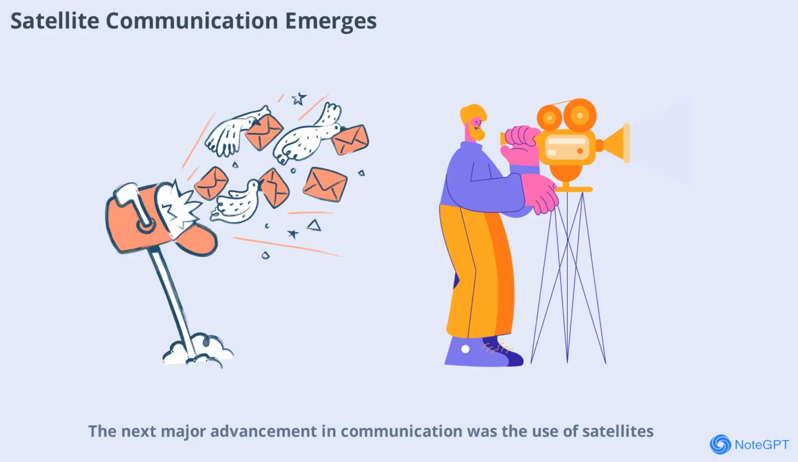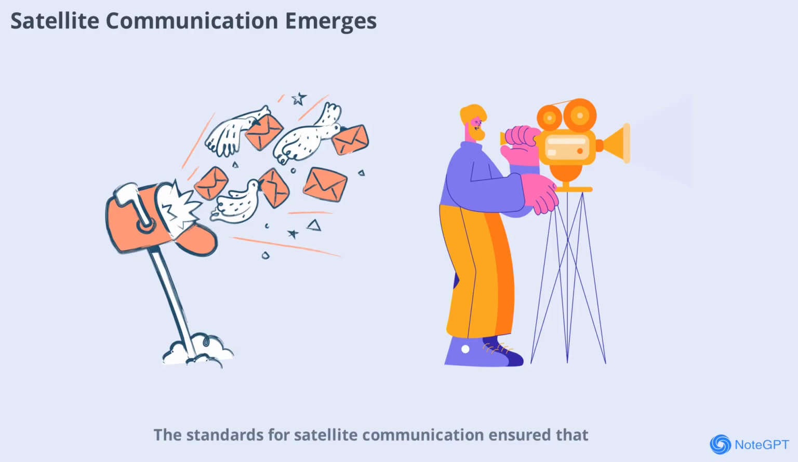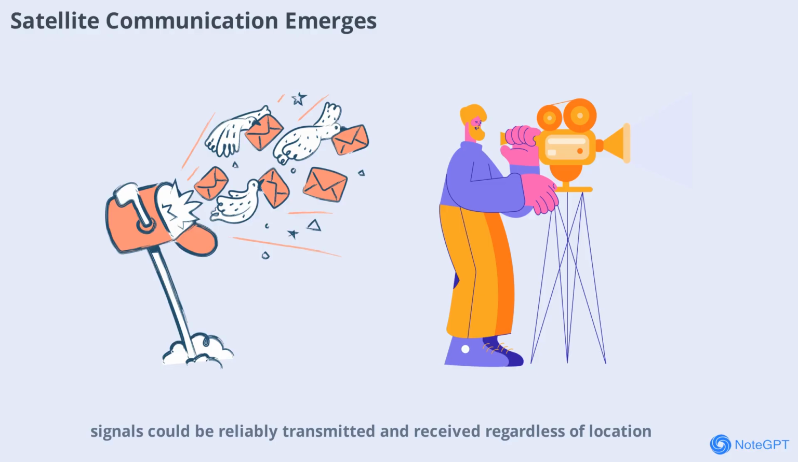The next major advancement in communication was the use of satellites. Satellite communication made it possible to transmit signals over vast distances, even across continents and oceans. Early satellite links were analog, using radio waves to send voice, video, and data between ground stations and orbiting satellites. This technology revolutionized global communication, enabling live broadcasts, international phone calls, and real-time data sharing. The standards for satellite communication ensured that signals could be reliably transmitted and received, regardless of location.